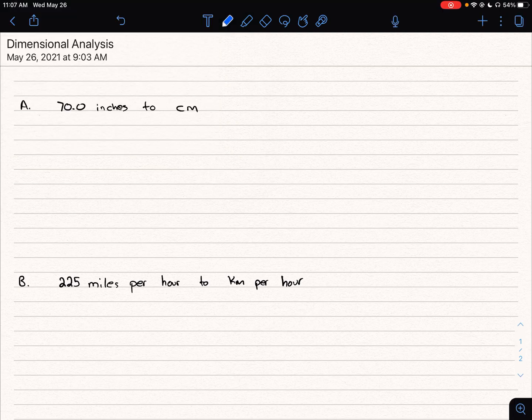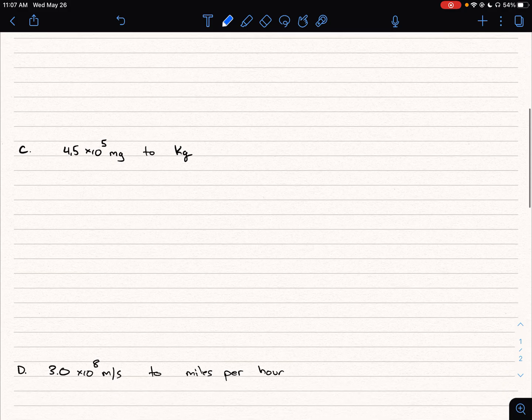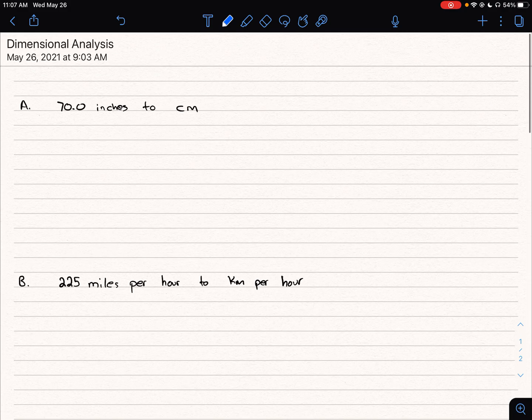We're going to go over how to do some unit conversions and dimensional analysis. And so we have 4 problems, A through D, we're going to go over. So we'll start with the first one, where we're going to convert 70 inches into centimeters.